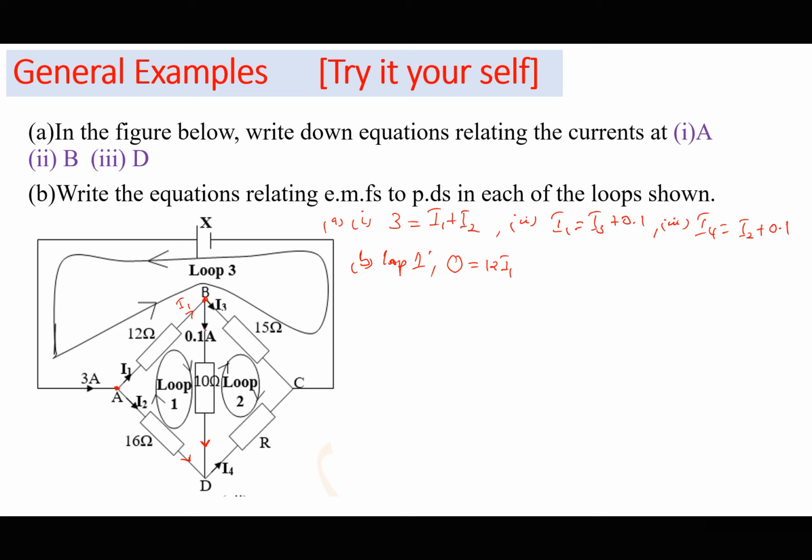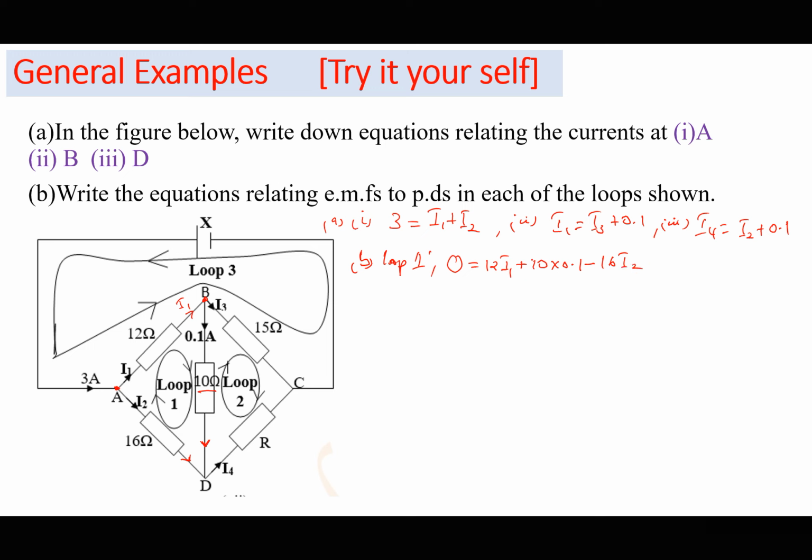Then B to D, the current is in the same direction as the loop. The resistor here is 10 ohms, so the PD is going to be plus 10 times 0.1. Then D back to A, the current I2 is in the opposite direction to the loop, so the PD here is going to be negative 16 times I2.